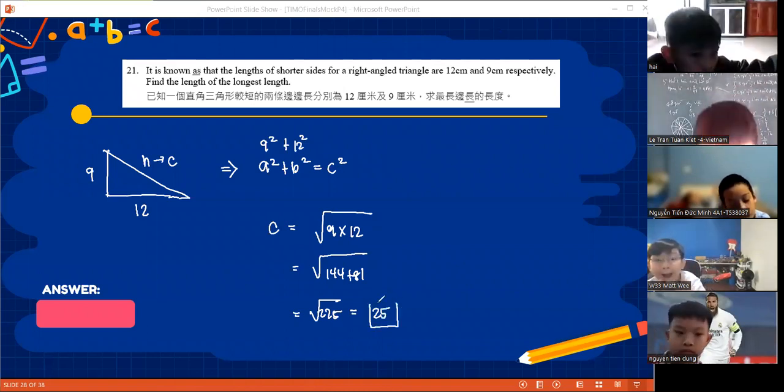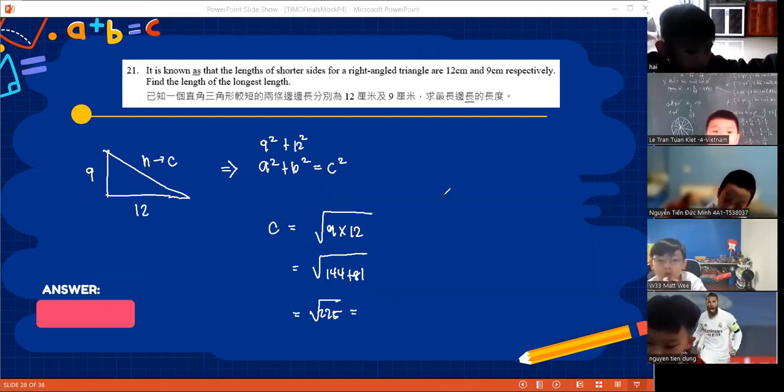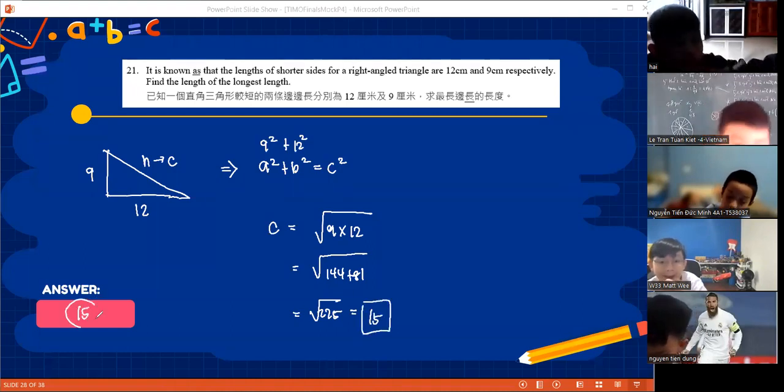Teacher, the square root of 225 is 15 po. Yeah, correct, 15. A question about number 20.